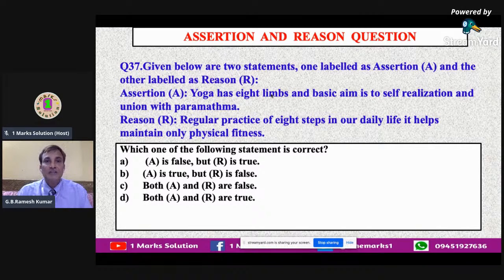Now, the statement that yoga has 8 limbs and the basic aim is self-realization and union with Paramatma is absolutely correct, right? The second one, that regular practice of the 8 steps in our daily life helps maintain only physical fitness, is wrong. Yoga not only helps maintain physical fitness, it helps in other areas also. Pranayama is for breathing, and meditation is for stress release. All 8 limbs teach you how to live in our daily life. A is true, but R is false.